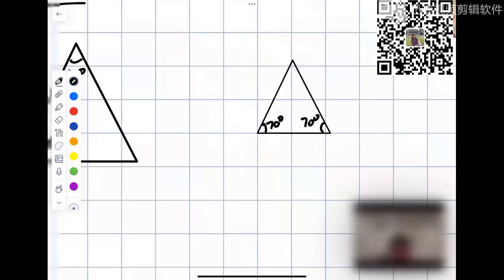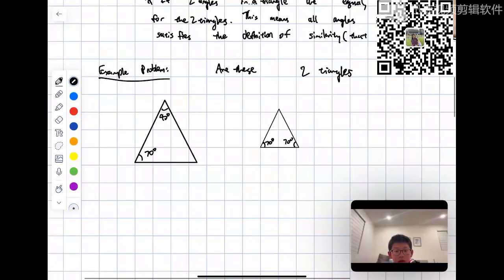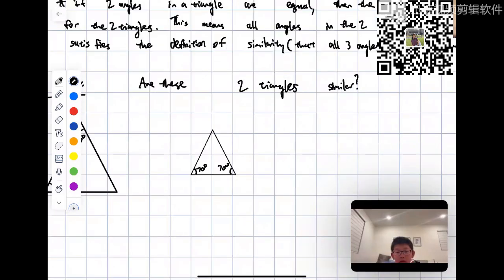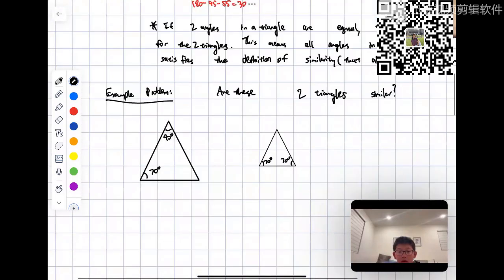Okay, I finished. Here are your two triangles. Are these two triangles similar? Sorry. You could shout out the answer or put it in the chat, it doesn't matter.